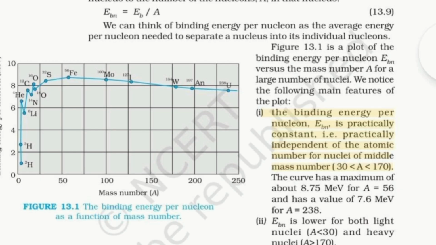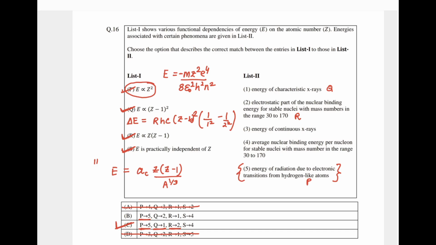Over here I am again attaching a screenshot from the NCERT textbook, where it is stating that the binding energy per nucleon is practically constant, practically independent of the atomic number for nuclei of the middle mass number ranging from 30 to 170. So it is matching with the fourth one, so S is matching with the fourth one. If S is matching with the fourth one, then we are strongly with C. So C is the correct option for question number 16 of this match the column type.